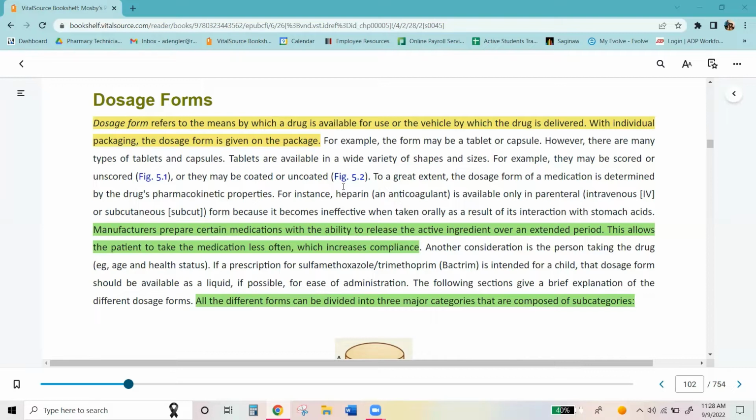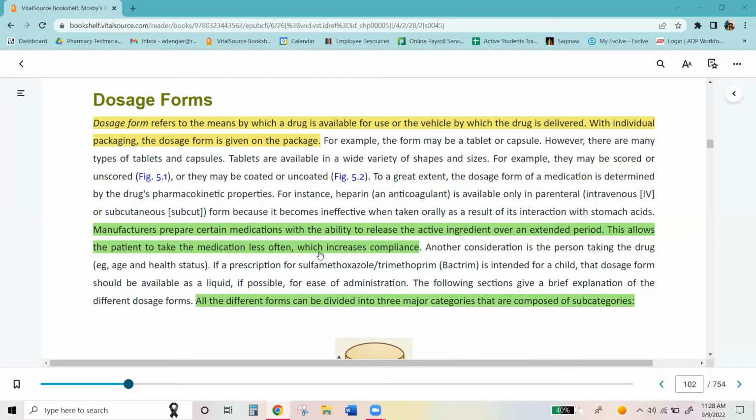Manufacturers prepare certain medication with the ability to release the active ingredient over an extended period. This allows the patient to take the medication less often, which increases compliance. Another consideration is age and health status.